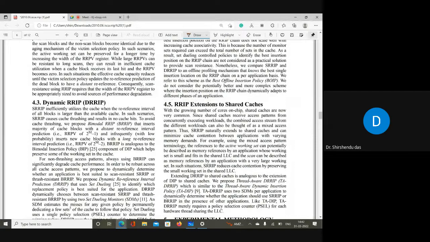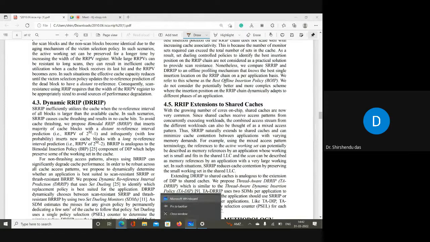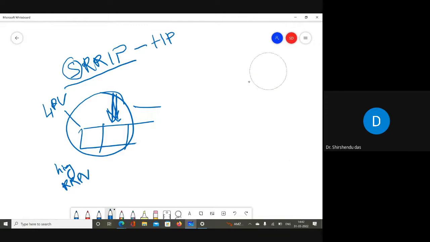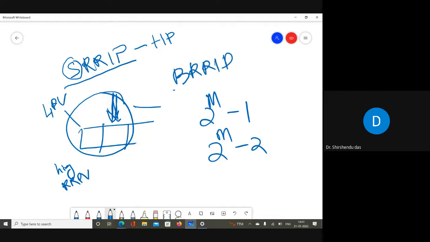Okay, and infrequently it inserts a new cache block with a long re-reference interval, 2 to the power m-2. So what they are saying is that with high probability they will insert in 2 to the power m-1, and with low probability they will insert at m-2. So 2 to the power m-2 was the case for SRRIP, right? Now this is their BRRIP, and in BRRIP with high probability they will go with this position of insertion. That means inserting in LRU position, if you compare it with LRU, and with low probability they will go with 2 to the power m-2. This is their BRRIP policy.